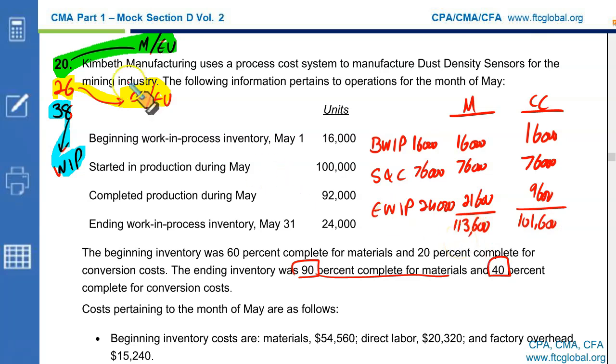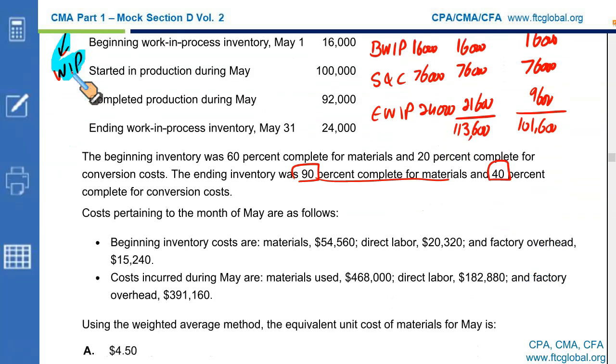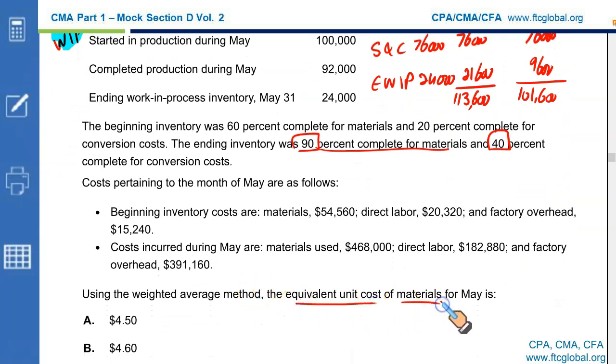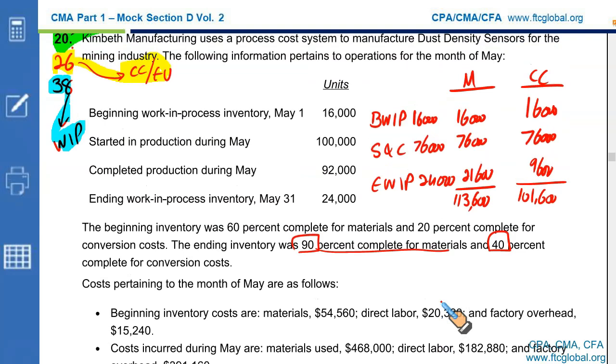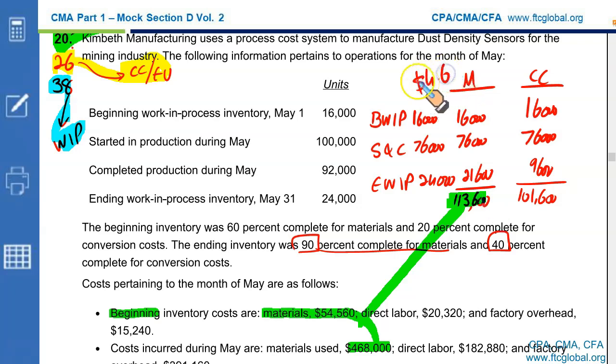Now, first we need to calculate for the first question, the 20th question. It says you need to calculate the weighted average method EUP for material. Remember, under the weighted average method, the cost of material in the beginning work in process and the material added during the current period are combined and divided by the EUPs. So if you add 54,560 opening material and 468,... material added during the current period, divided by 113,600, that gives you $4.6. This is the material rate per EUP, the answer to question number 20.